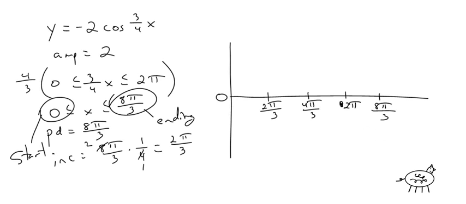Okay. So let's plot our points here. Our amplitude is 2. So 1, 2, -1, -2. And of course, it's negative cosine. So where do you start? You always start at a minimum or a maximum. In this case, we're going to start at a minimum. And then we go up, go to 2, 2 pi, and -2.